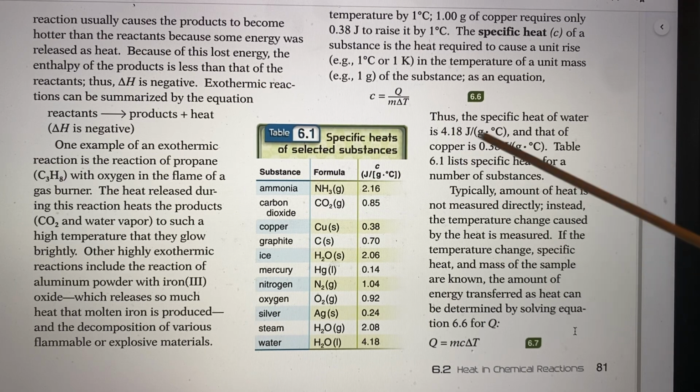So to use this equation, if the temperature change, specific heat, and mass of a sample are known, then you can find the energy transferred by using this equation. Q, remember, is the heat energy. It's going to equal mass, that's the grams, times the specific heat, which is the table number, times the temperature change. So it's not so hard if you use this formula. It gets really easy. And that's what science does a lot of the time. Math is the language of science, right?